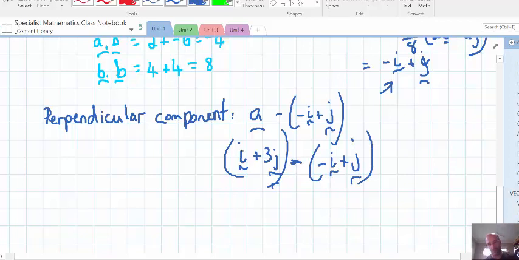Be careful here with this sort of stuff. That's i, you've got your components there, that's minus negative i, so that's plus i, so it's 2i. So 3j take away 1j is 2j. So 2i plus 2j.